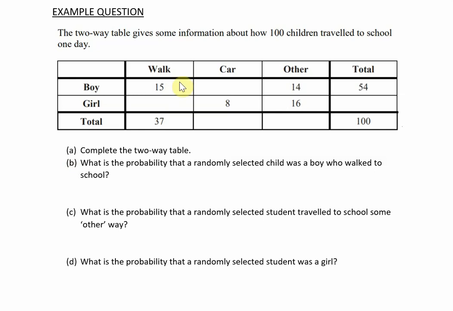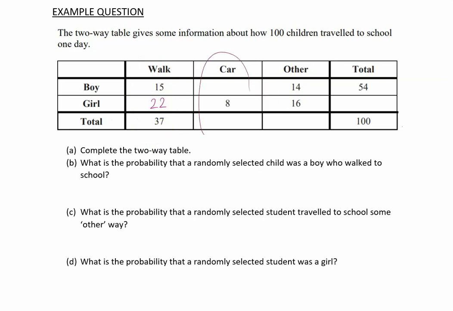So if we have a look at children who walk to school first, we have a look at this column. We know that there were 15 boys walking to school. We know that there were 37 children walking to school in total. So if there were 37 children walking to school and 15 of them were boys, 37 take away 15 gives us 22. The other 22 children must have been girls walking to school. So we chose a column that had only one empty space.